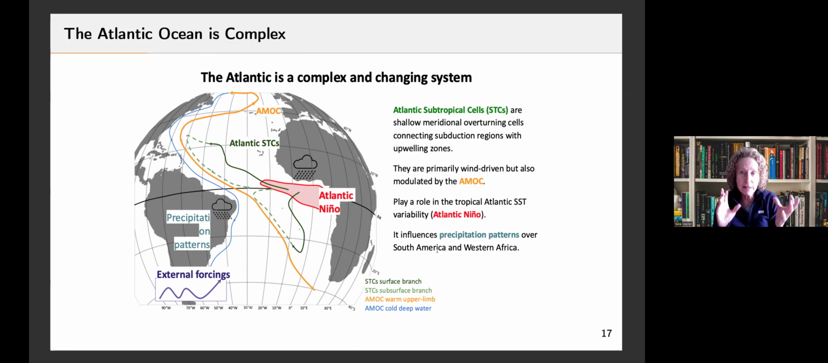So in some sense, this AMOC acts as the air conditioning of the planet. It brings cool water where you have an excess of heat, and it takes heat where you have a deficit, where it's cold. We also have what we call the subtropical cells, which are mostly a feature of the tropical regions. These are shallow overturning cells that connect subduction regions, where you have water going towards the deep ocean, with the upwelling zones.